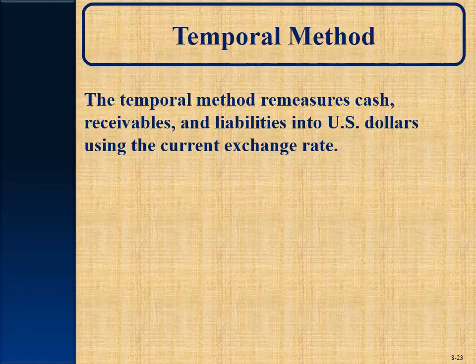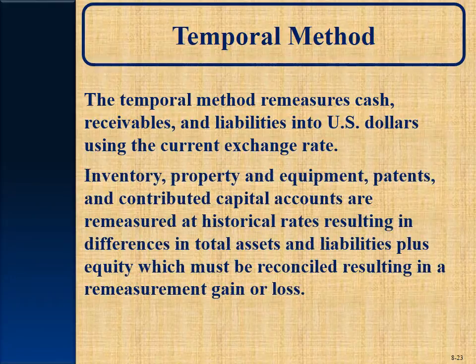So you start with the balance sheet. Inventory, property, plant, and equipment, patents, and contributed capital accounts are at historical rates. This will result in differences in total assets and liabilities plus equity, which must be reconciled, resulting in a measurement gain or loss, just like under the current exchange method. Difference here is this gain or loss is measured on the income statement.